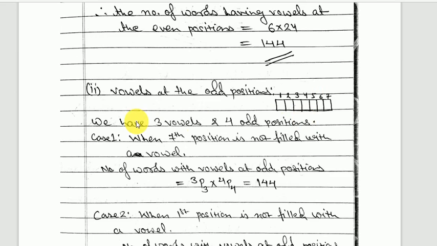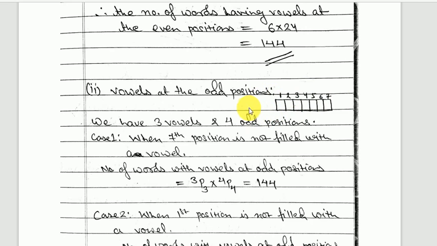Okay, now next is when vowels are at odd positions. So here seven letters are there, so I have made seven boxes over here. I have labeled it 1, 2, 3, 4, 5, 6, 7 positions. And now we have to put the vowels at odd positions, not at even. Suppose we start from left to right. But here if you check how many odd positions we have: 1, 3, 5 and 7. So four odd positions we have. But we have got only three vowels.